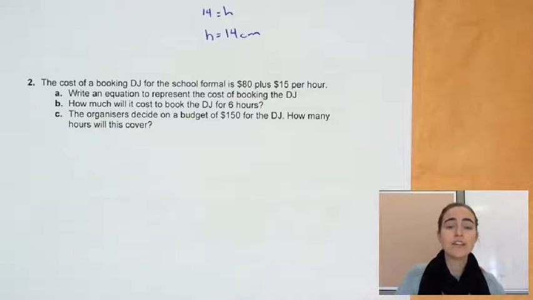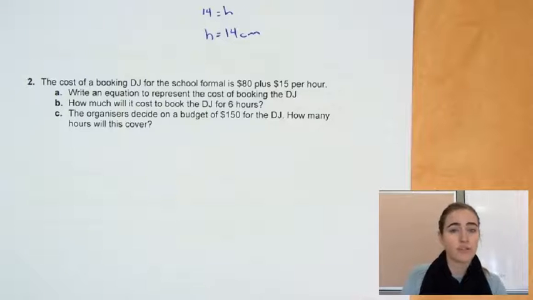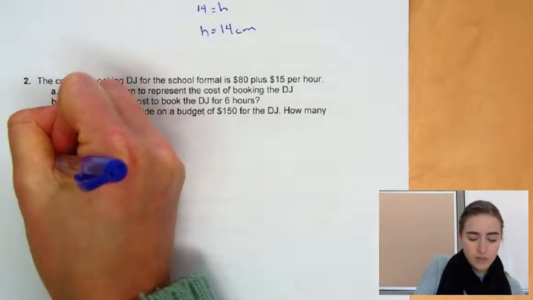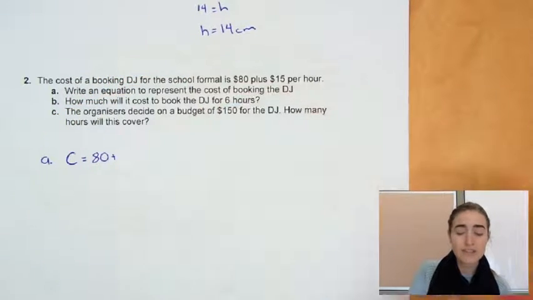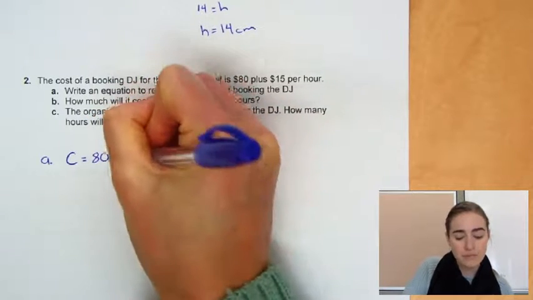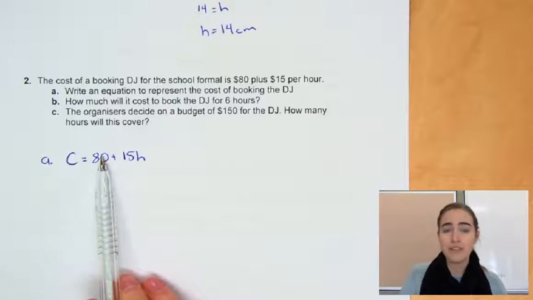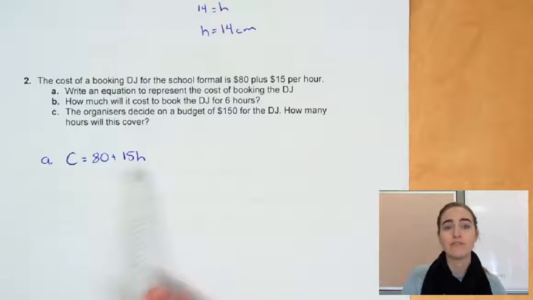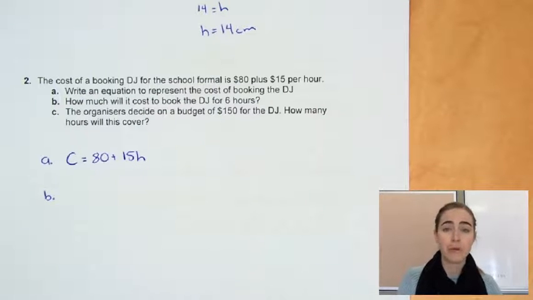All right, if we have a look at our second example, it says the cost of booking a DJ for the school formal is $80 plus $15 per hour. Part A asks us to write an equation to represent the cost of booking that DJ. We know that the cost, we'll call that C, is going to be $80 plus $15 per hour. So that's going to be 15 times the number of hours that we have. I'm going to use H for hours. So the cost is an $80 flat fee, no matter what, plus $15 for every hour that the DJ is there. Now that we have an equation, we can use it to solve problems.